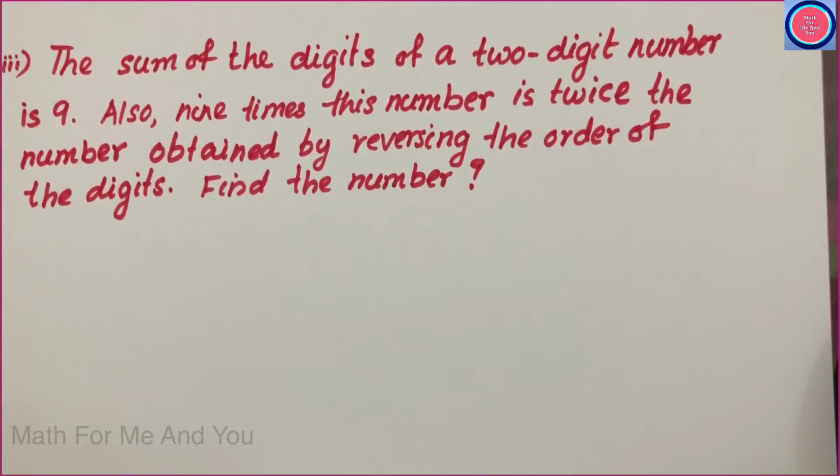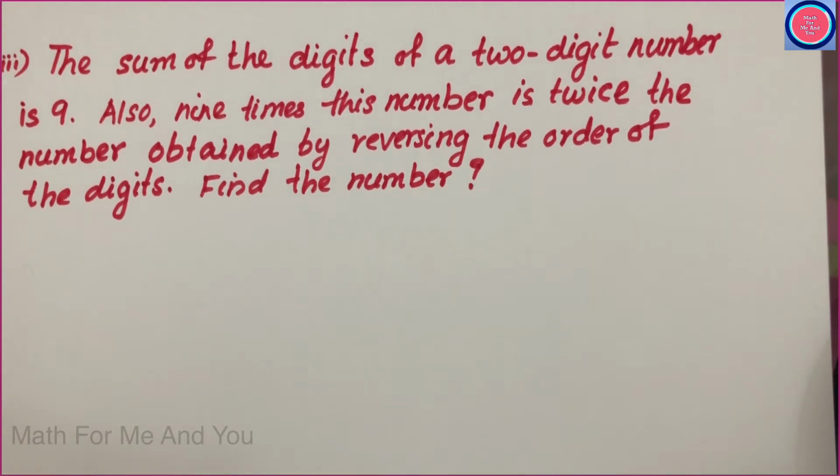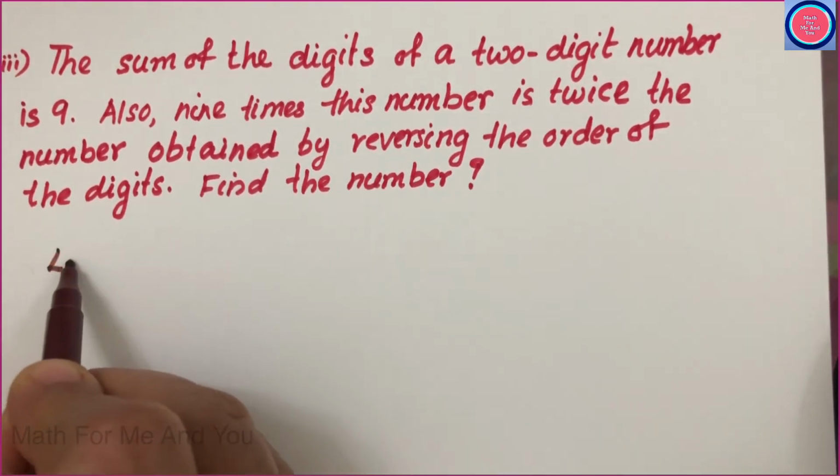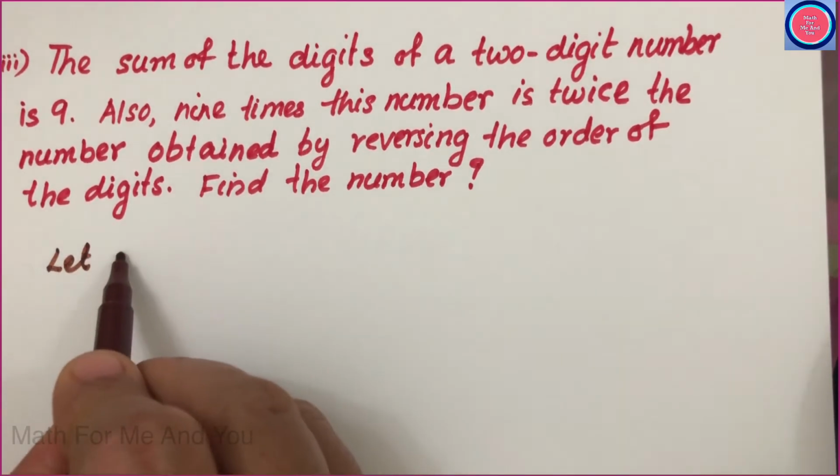The sum of the digits of a 2-digit number is 9. Also, 9 times this number is twice the number obtained by reversing the order of the digits. Find the number. See the question, we need to find a 2-digit number. Here we can select x and y as the digits and we can find the number. The number is 2 digits, so one digit will be in the unit place and the other digit will be in the tens place.